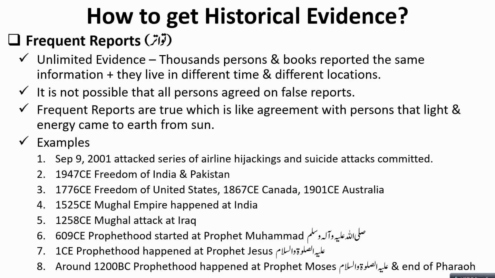We have discussed that the best quality of historical evidence is called tawatur, meaning frequent reports. Thousands of persons in different generations reported it at the time it happened, and the same situation continues to today. This is called the best quality of historical evidence.